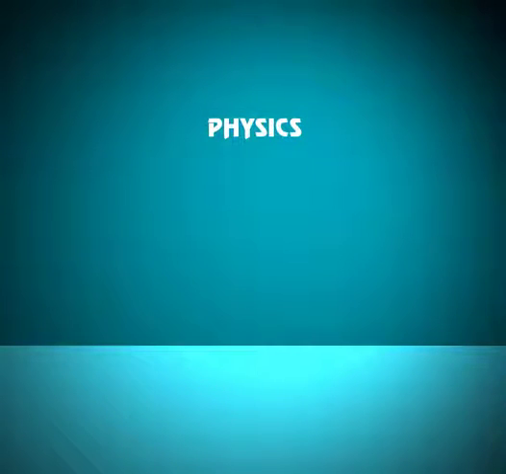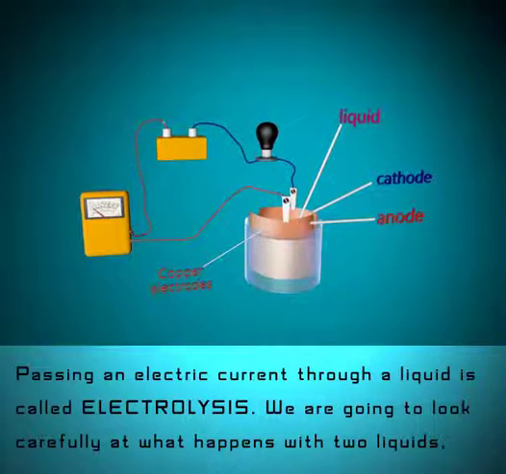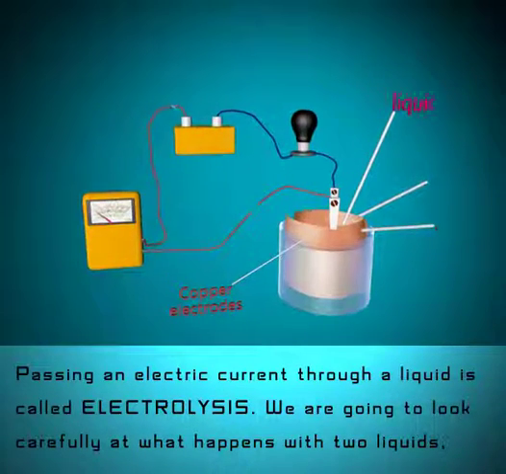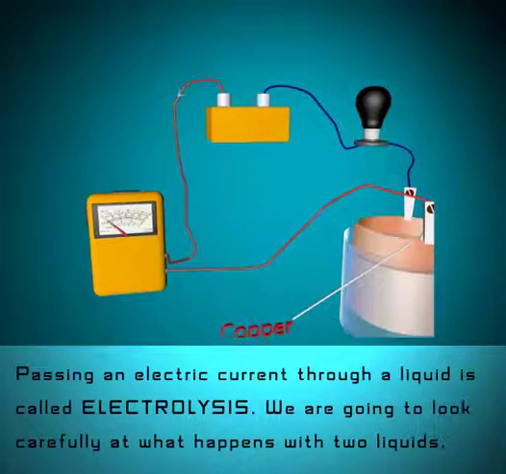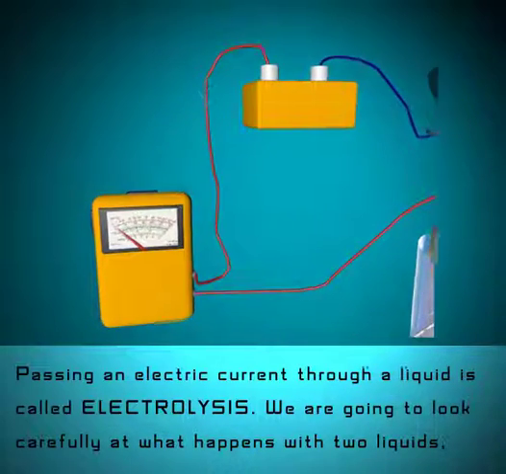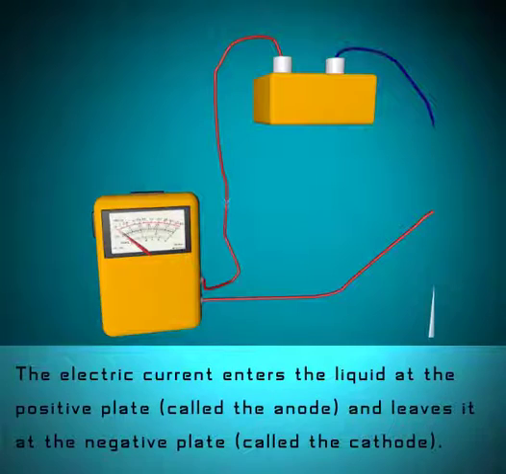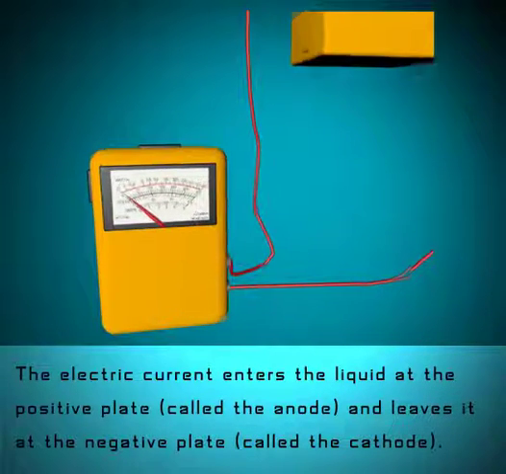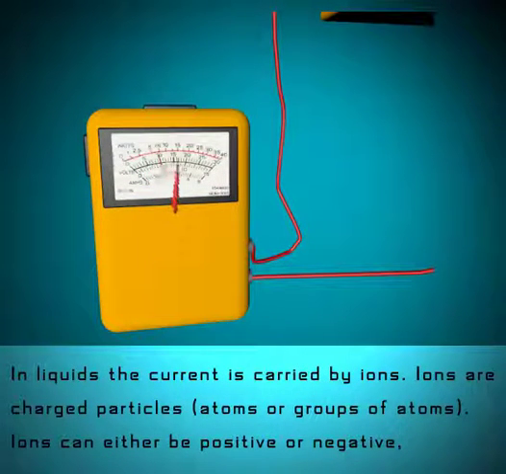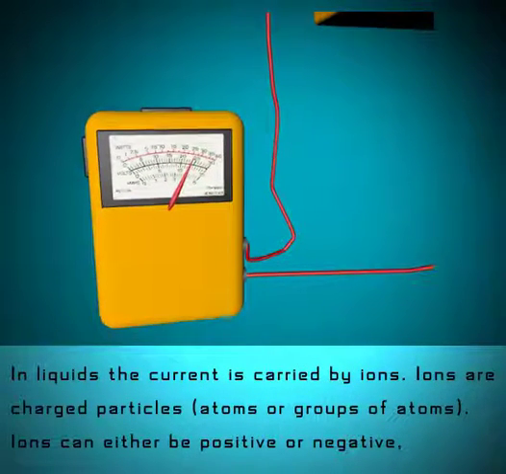Subject: Physics. Topic: Electrolysis. Passing an electric current through a liquid is called electrolysis. We are going to look carefully at what happens with two liquids, water and copper sulfate, but first the general ideas. The electric current enters the liquid at the positive plate, called the anode, and leaves it at the negative plate, called the cathode. In liquids the current is carried by ions.